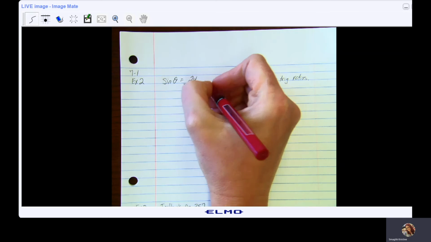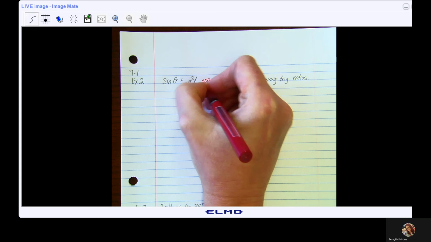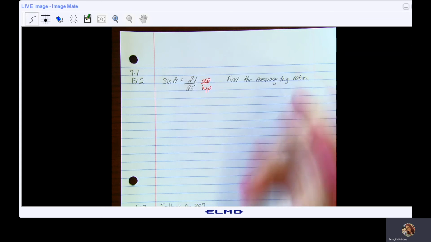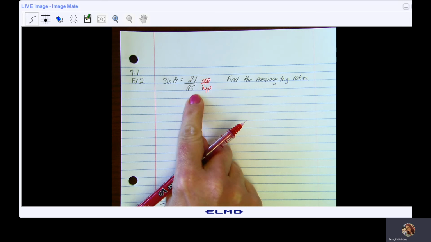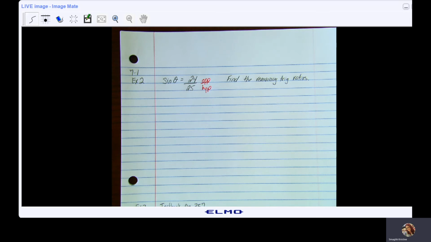Let's take a look at topic 7.1, example 2. We are given sine of theta equals 24 over 25, and we want to find the remaining trig ratios. Well, we know that sine of theta is opposite over hypotenuse. So I know my opposite leg is 24, and the hypotenuse is going to be 25. Let's sketch that out.